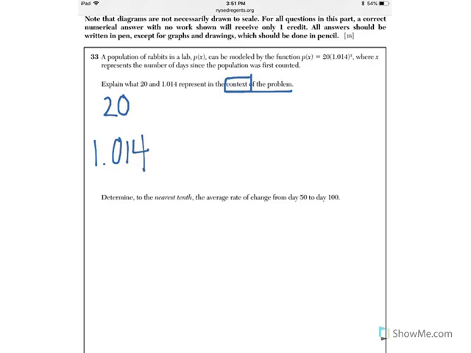Now 20 is the y-intercept, and I know this because in an exponential function, the first term outside of the parentheses is always the y-intercept, but they want 20 to represent something within the context of the problem. So 20 is actually going to represent the initial amount of rabbits in the lab.